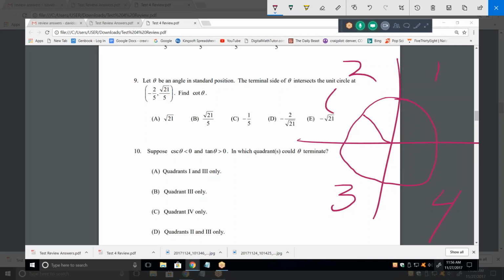And all I know is that that point is (-2/5, √21/5). And that is theta, right there. Not the short angle, but the angle in standard position, which is measured from the x-axis counterclockwise.